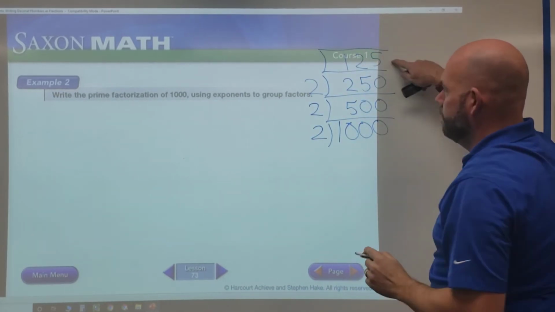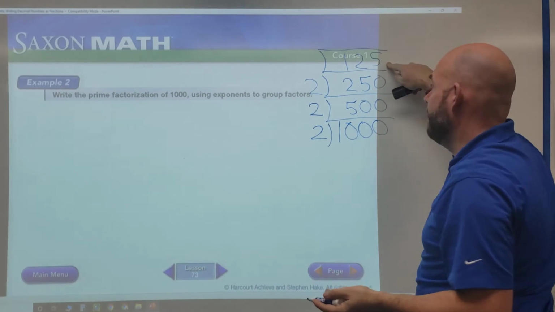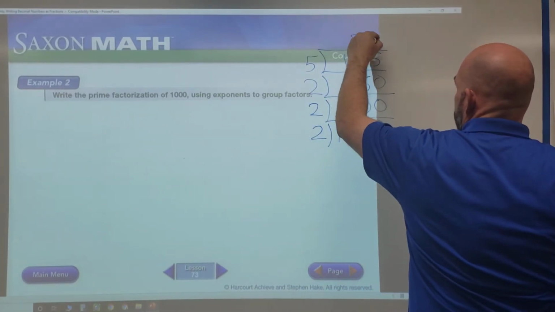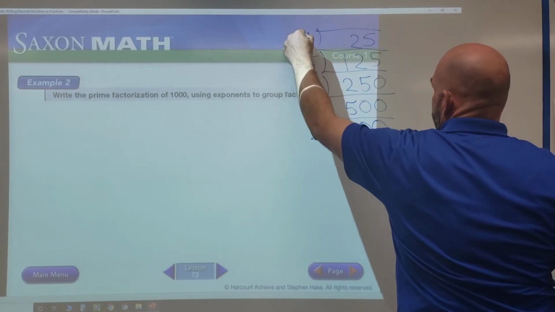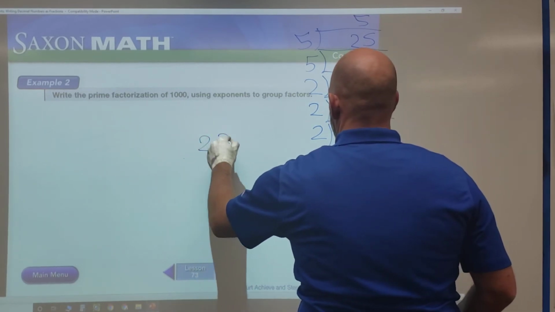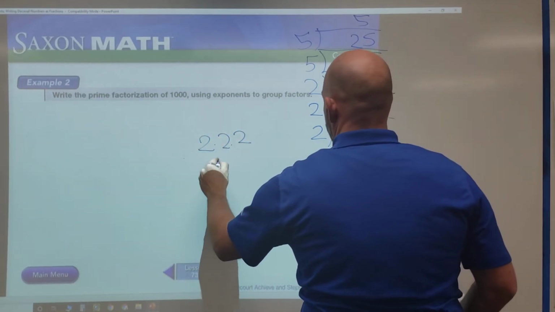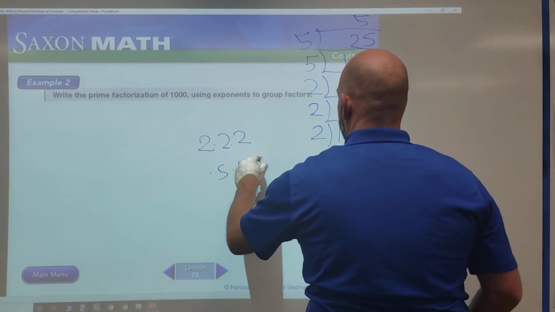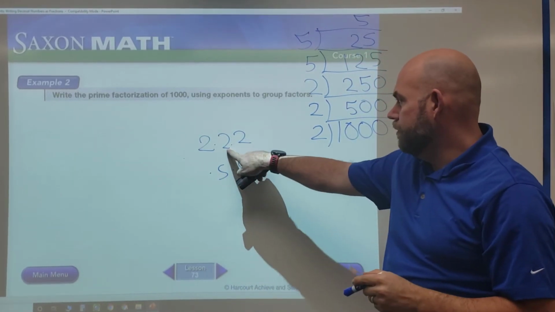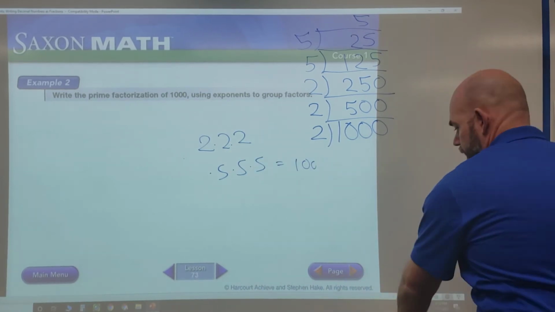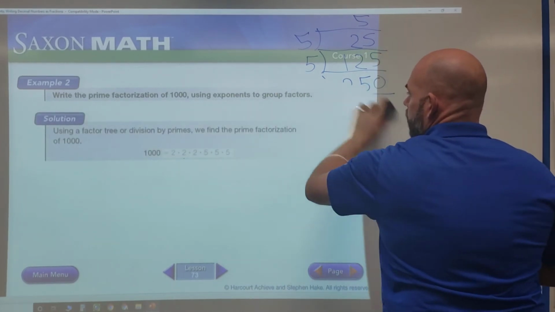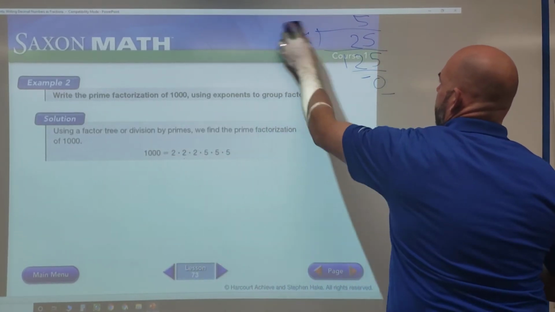So we've got 125, I know that that's 25 times 5, so I'm going to say divided by 5, that's going to give me 25, then 25 divided by 5 is 5, so now I've got all my factors, 2 times 2 times 2 times 5 times 5 times 5 equals 1,000. Now you'll see, I can group these, right? 2 times 2 times 2, or 5 times 5 times 5. Let me erase this and I'll show you how they've done that. So they get their 2 times 2 times 2 times 5 times 5 times 5.